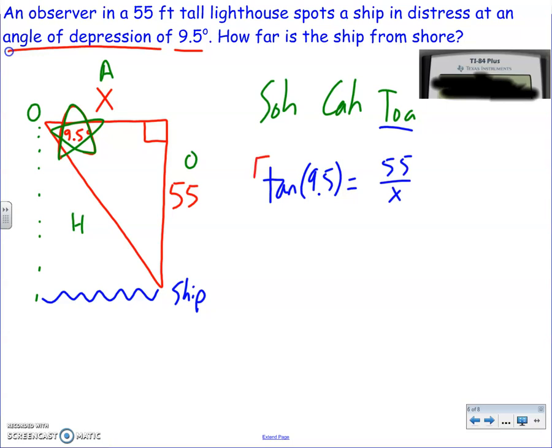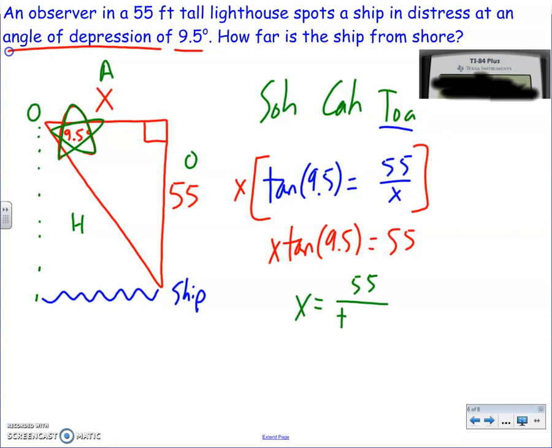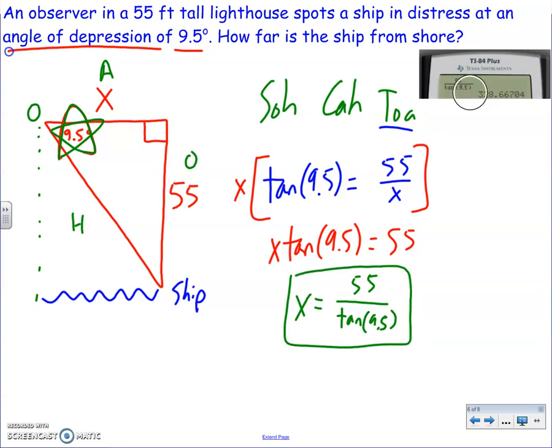Get rid of the fraction by multiplying by A, the denominator. Multiply by x. So I get x times tangent of 9.5, which is some decimal that no one should know, except for the calculator. Then to get x by itself, you divide both sides by tan 9.5. So this is going to be 55 over tan of 9.5. That's the exact answer. But if we want to find the decimal, type in the calculator. 55 divided by tangent of 9.5 degrees is roughly 328.67, because that 7 bumps that second 6 up.